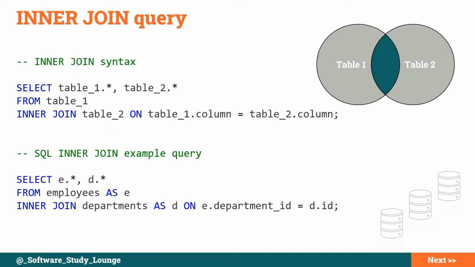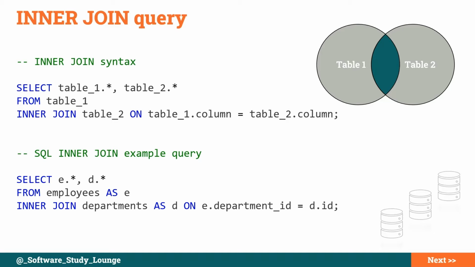So, inner join query. First take a look at the top right diagram. We have two tables called table 1 and table 2, and the common area between table 1 and table 2 is highlighted by a different color. So basically inner join fetches all the records which are available in both the tables.